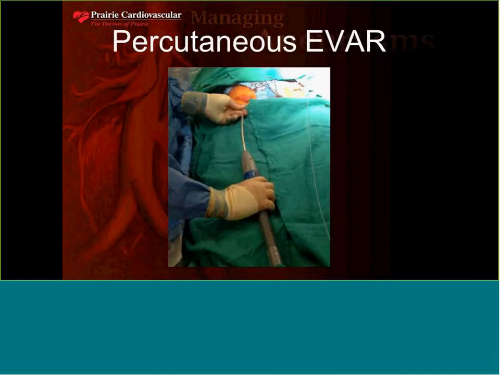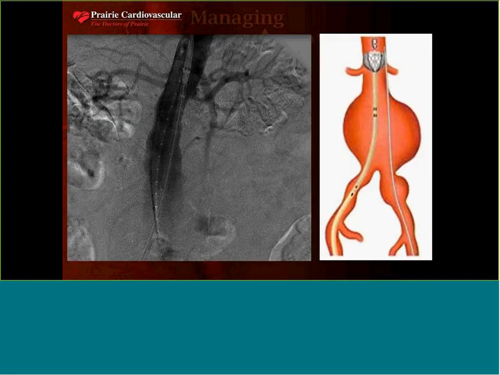So we'll talk more about the case in a second. This is how we fix the majority of aneurysms now. These are cases that I do under conscious sedation, so the patients are awake, talking, getting a little fentanyl. We access the vessels percutaneously, meaning we no longer need a surgeon to cut the skin down to the vessel.